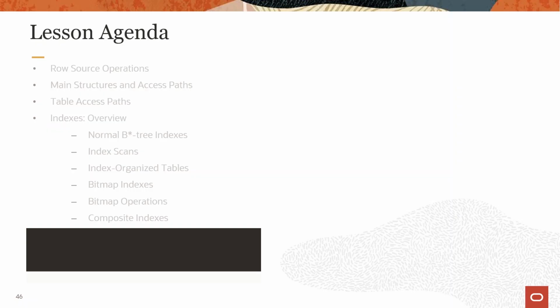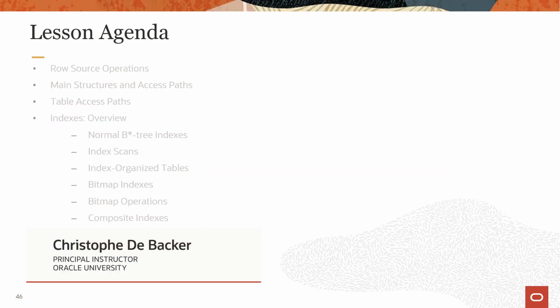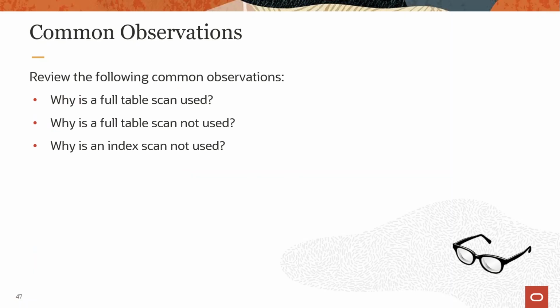In the next topic of this chapter, we're going to discuss some common observations. What do we mean with common observations? It's asking yourself questions: why is a full table scan used? Why is a full table scan not used? Or why is an index scan used or not used?